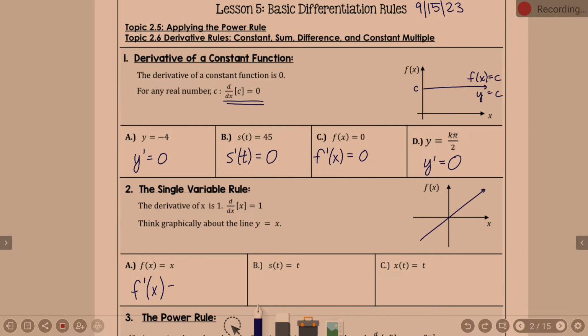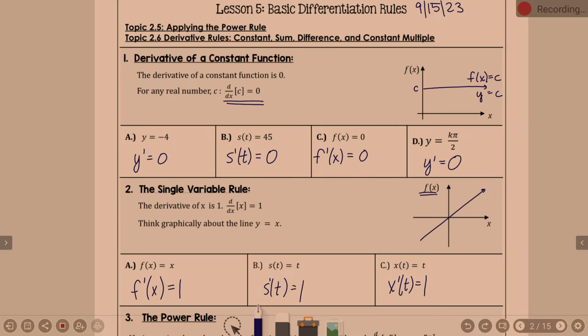If f of x is x, f prime of x is 1. If s of t is t, then s prime of t is 1. If x of t is t, then x prime of t is 1. And all of those, it's the slope of the line, isn't it?